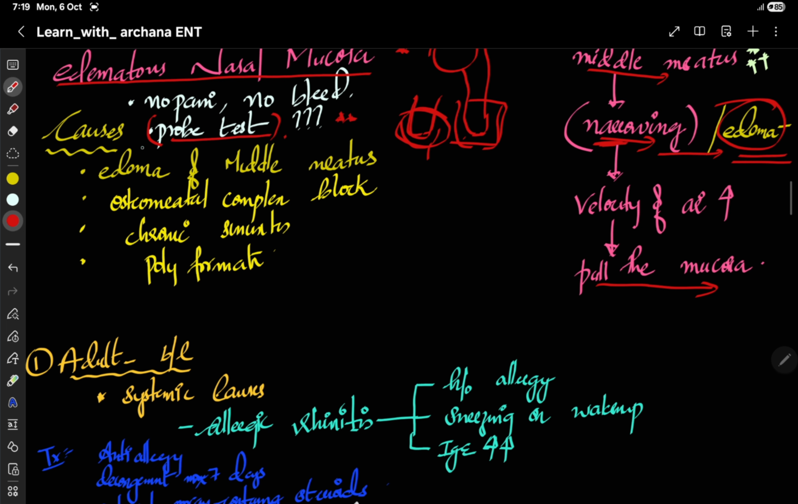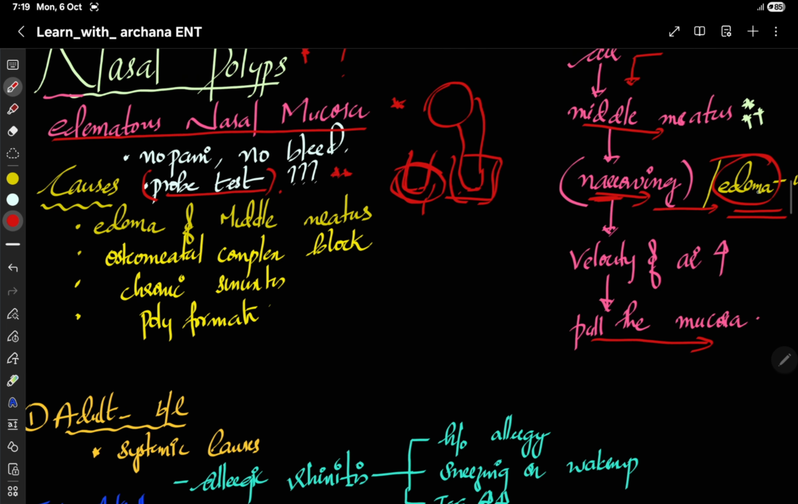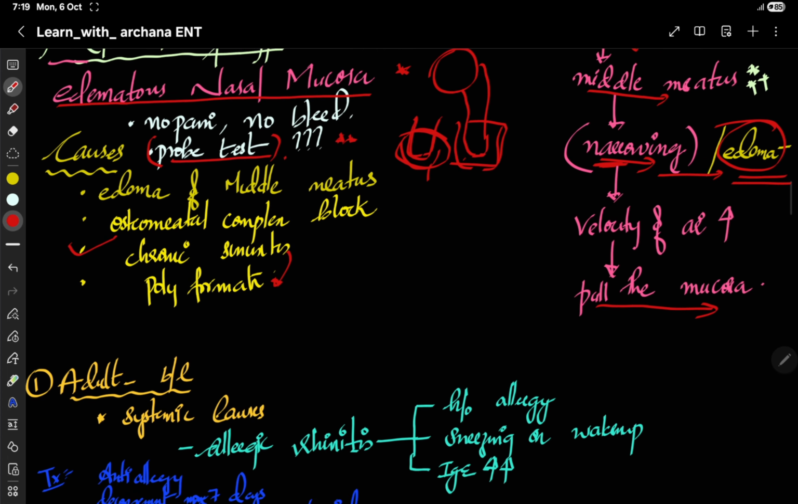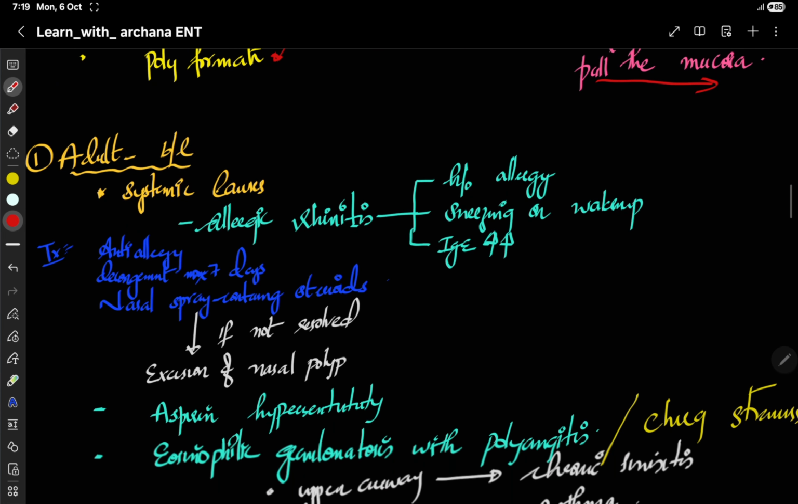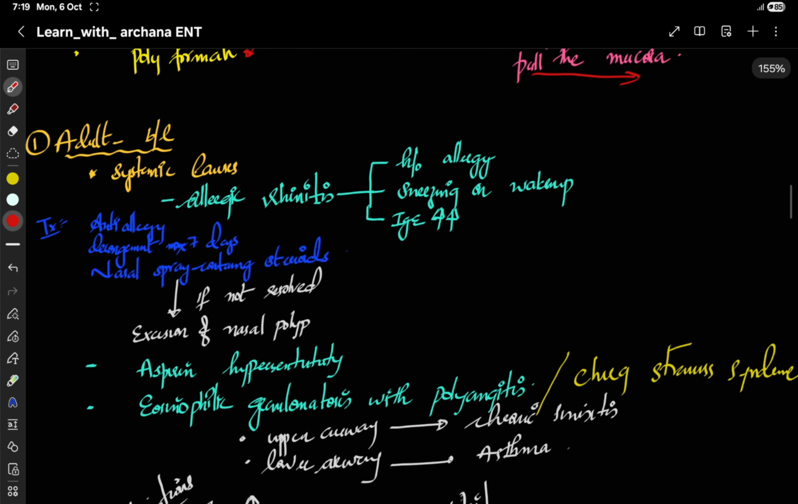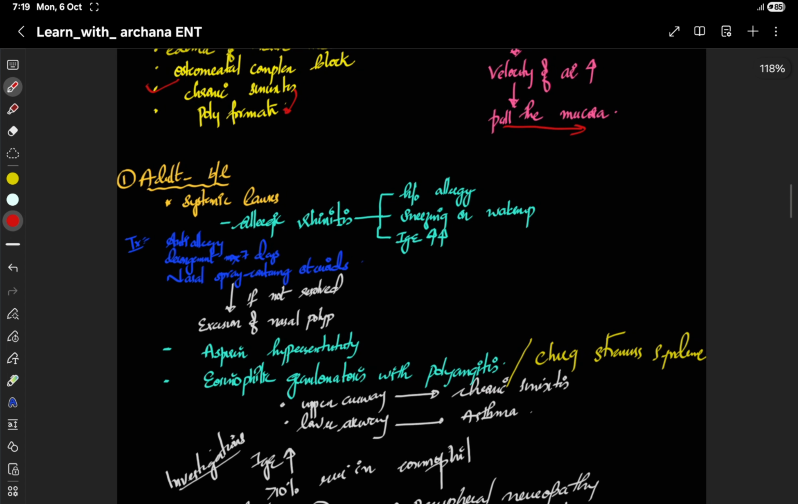Then what are the causes? I already told you that it is due to edema. Edema can occur due to many causes, right? So in case of chronic sinusitis, there will be polyp formation because of edema. Okay. Then what are the reasons for polyps in adults, in children, and what are the reasons for bilateral and unilateral polyps?